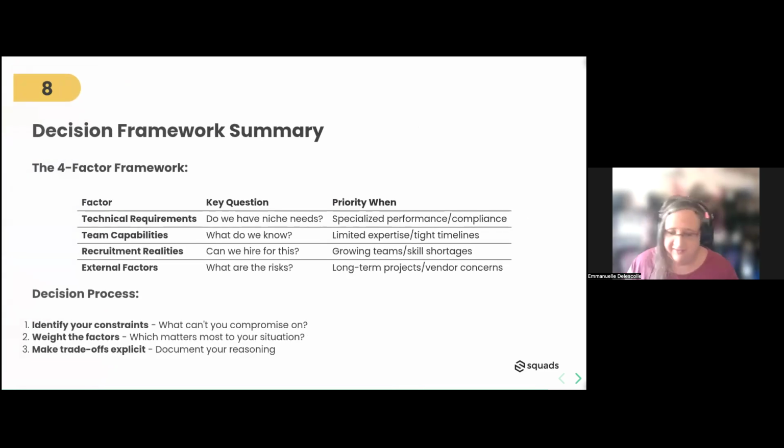So during this webinar, we have seen four factors to take into consideration for making this decision. These are technical requirements, the capabilities of your team or your future team, the recruitment realities, and the external factors. You can take all those, put them on paper, and start working technologies like we've seen in the matrix that I showed before.